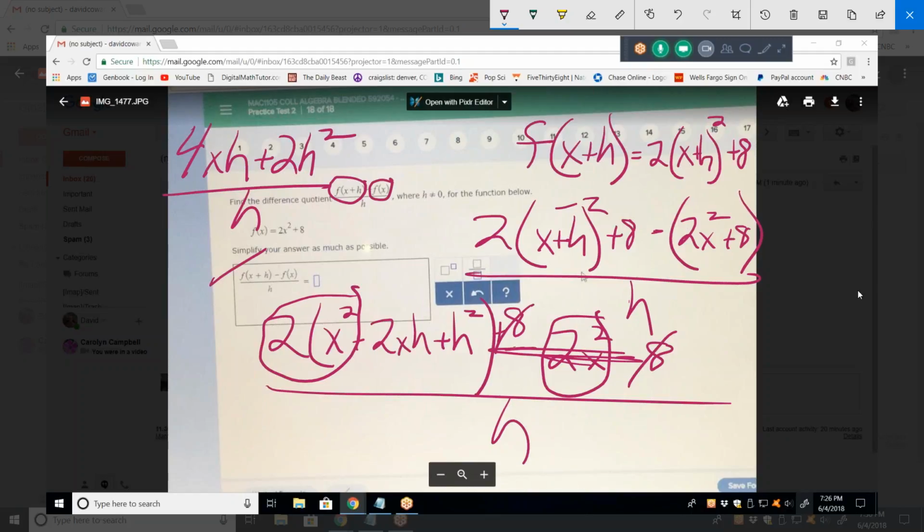Correct. So this is going to simplify to 4x plus 2h. And that's the answer. Now, typically they say, well, what's the limit of that as h goes to 0, which would be 4x. But they don't actually say that here. They say just simplify it as much as possible. So this is the answer. This is not a limit question. It just says find the difference quotient.